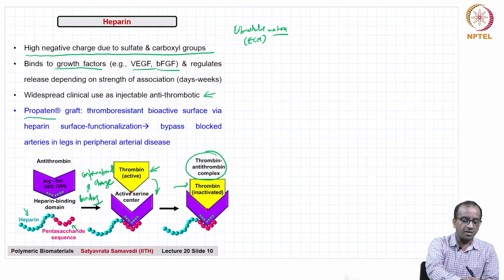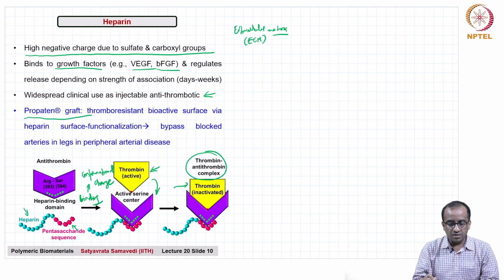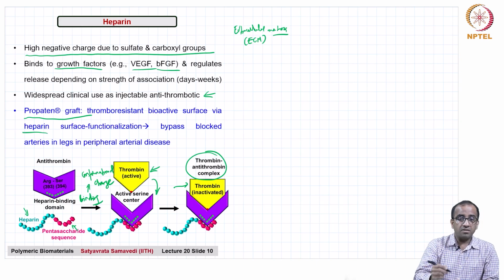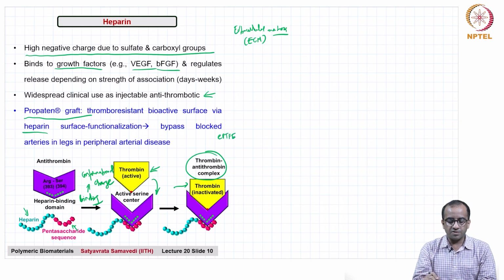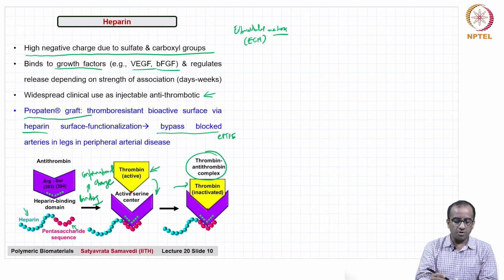And that's very well utilized in this Propaten graft, which are just thromboresistant bioactive surfaces made thromboresistant through heparin surface functionalization. So these are essentially ePTFE, expanded polytetrafluoroethylene grafts that are now heparinized, or heparin functionalized, to make them antithrombogenic, and they are used for bypassing blocked arteries in legs in peripheral artery disease or as vascular access grafts as well.